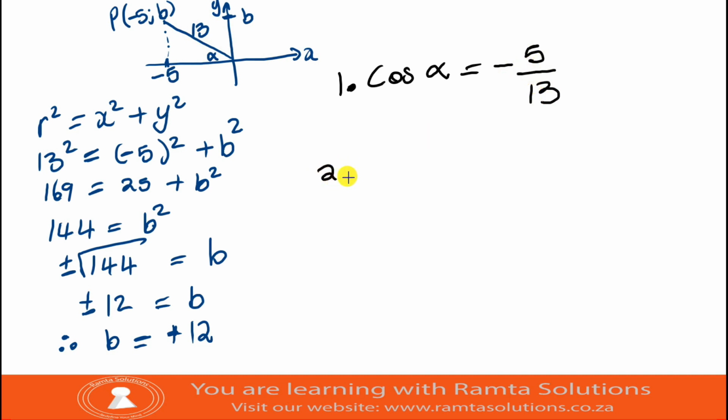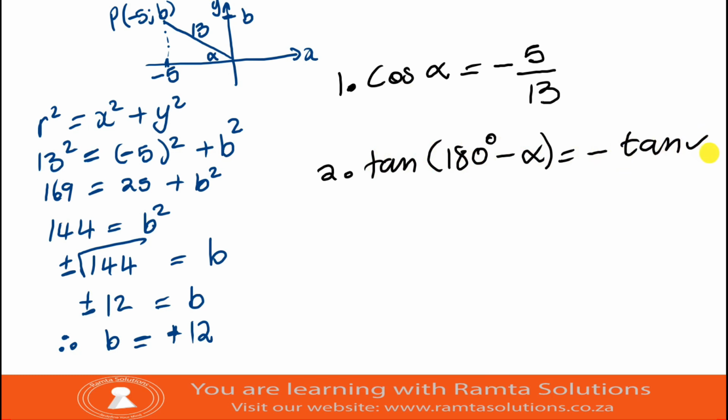Okay, number 2, we had tan(180° − alpha). First, this is 180 minus. Tan in the 180 minus quadrant is negative, so it will be negative tan alpha. Now let's look at tangent for this angle here. It'll be opposite over adjacent. All right? The negative is there.